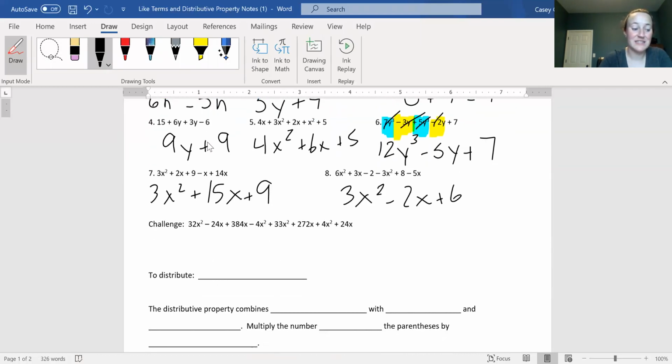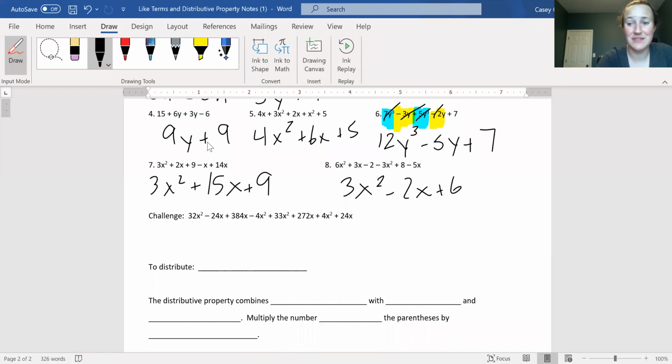If you went ahead and did the challenge, really it's just big numbers. But that answer I have as 65x squared plus 656x. So that's going to be combining like terms.